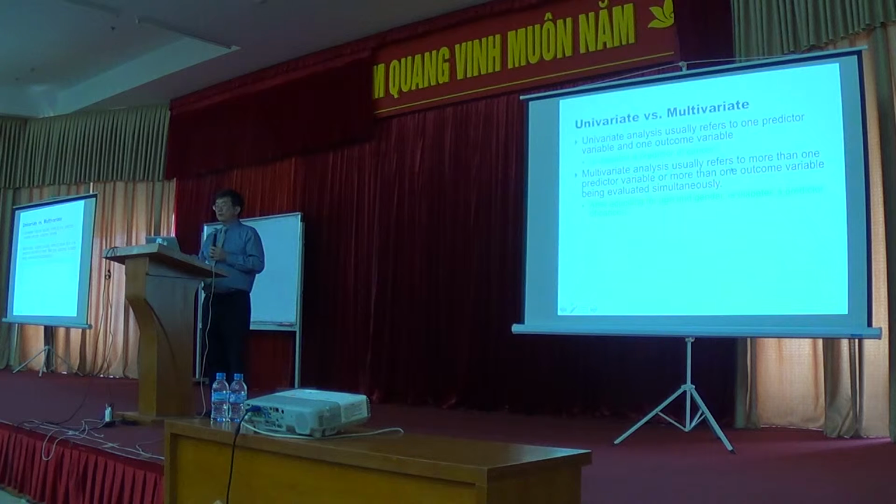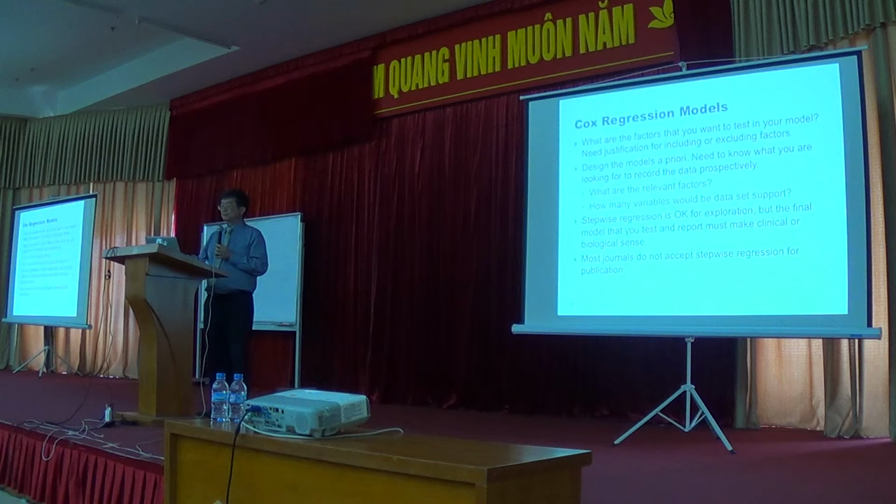The multivariate analysis refers to more than one predictor variable and more than one outcome variable. But usually, we keep the outcome variable as one, and we construct a model with multiple predictor variables. So, in other words, you're framing the question in a different way. The question becomes, after adjusting for age, gender, smoking status, etc., is diabetes a predictor of cancer? You're asking the question in a more sophisticated way.